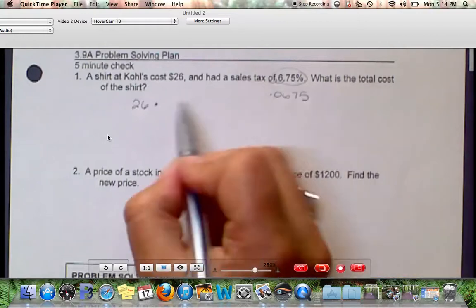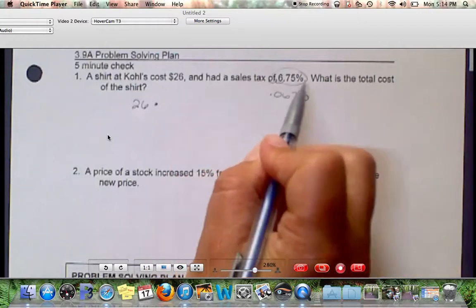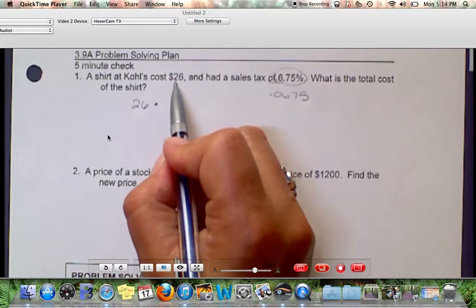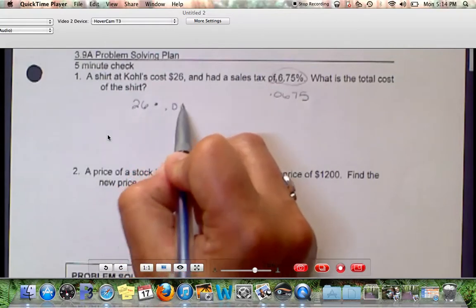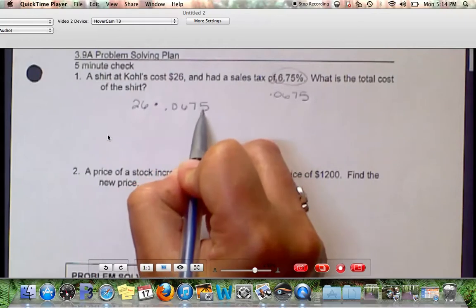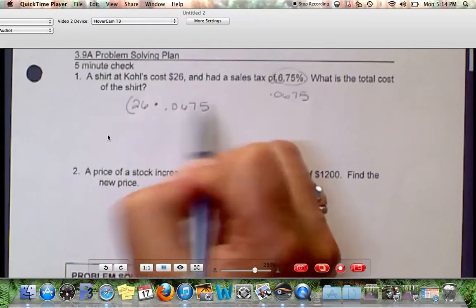So we have to figure out what 6.75% of $26 is. So we need to multiply those. So 26 times 0.0675, that's going to be our sales tax.